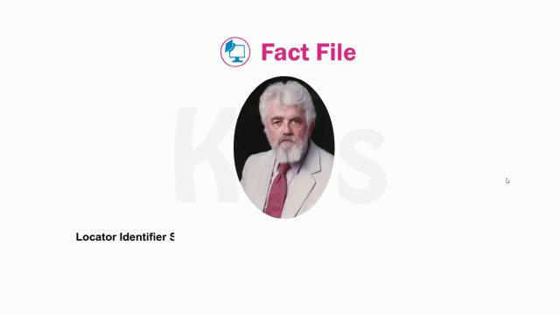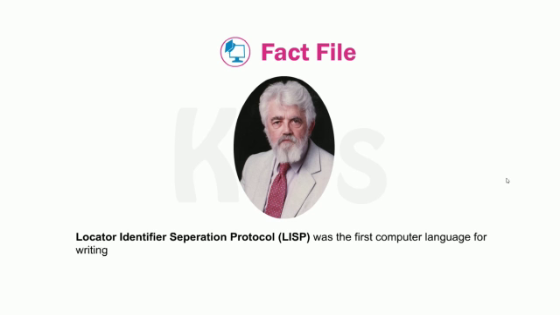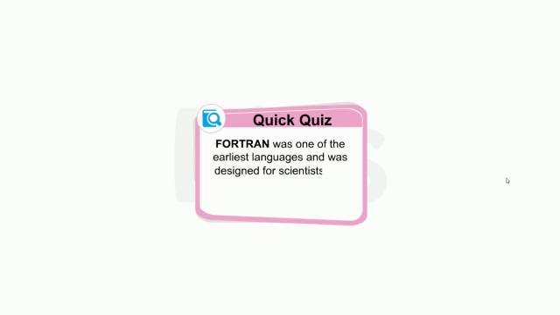Let me share a fact with you. Locator Identifier Separation Protocol, LISP, was the first computer language for writing artificial intelligence programs. It was created by John McCarthy. Okay, students, let us know more. Fortran was one of the earliest languages and was designed for scientists and engineers. COBOL was designed for business users.